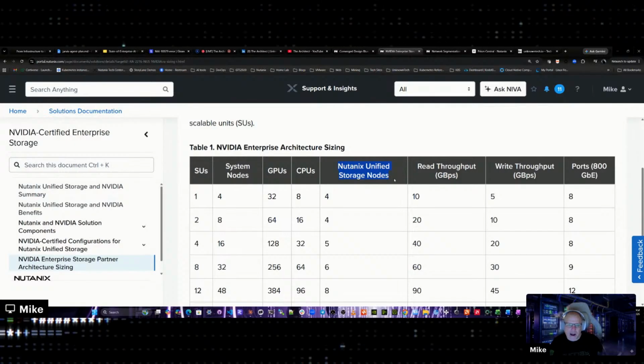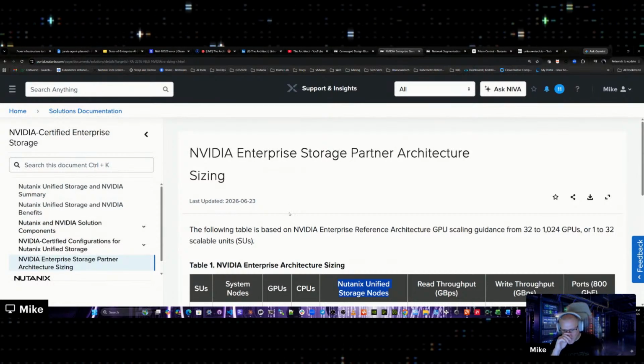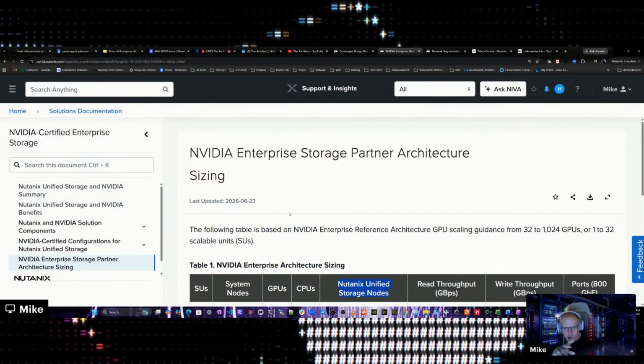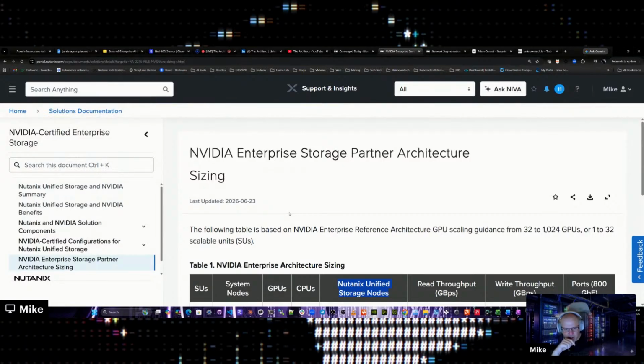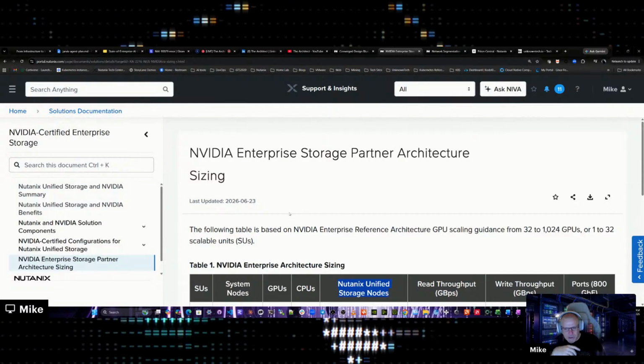Okay. Now, the unified storage nodes, I want to point out too, those nodes are configured to order, right? So meaning that you're not stuck with, oh, I get this one unit, it has this GPU, it has this memory, it has this static NVMe storage type. That's not the case.